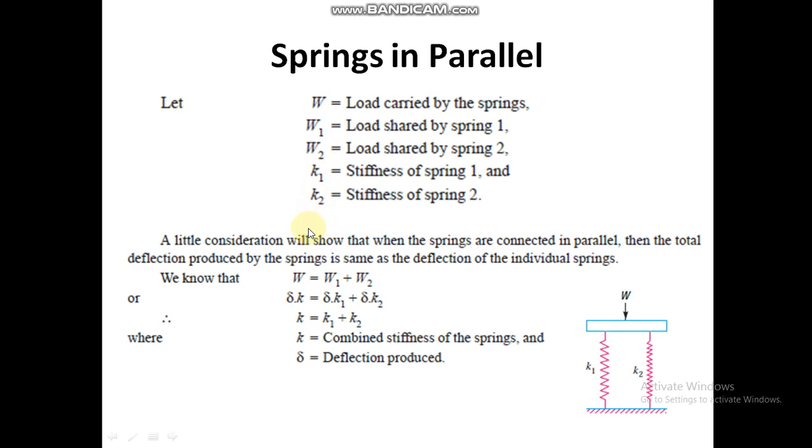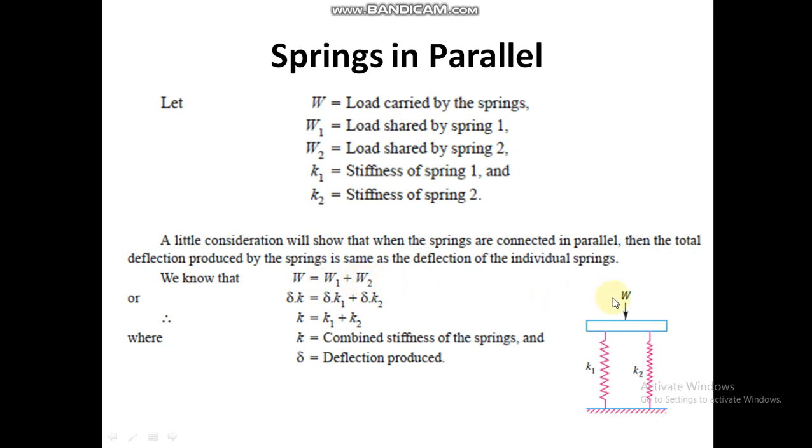spring 2. A little consideration will show that when springs are connected in parallel, then the total deflection produced by the spring is same as the deflection of the individual springs. So you can see if we press this point downwards, then the deflection in both the springs will be the same. So we can say that total load W is divided into W1 and W2.